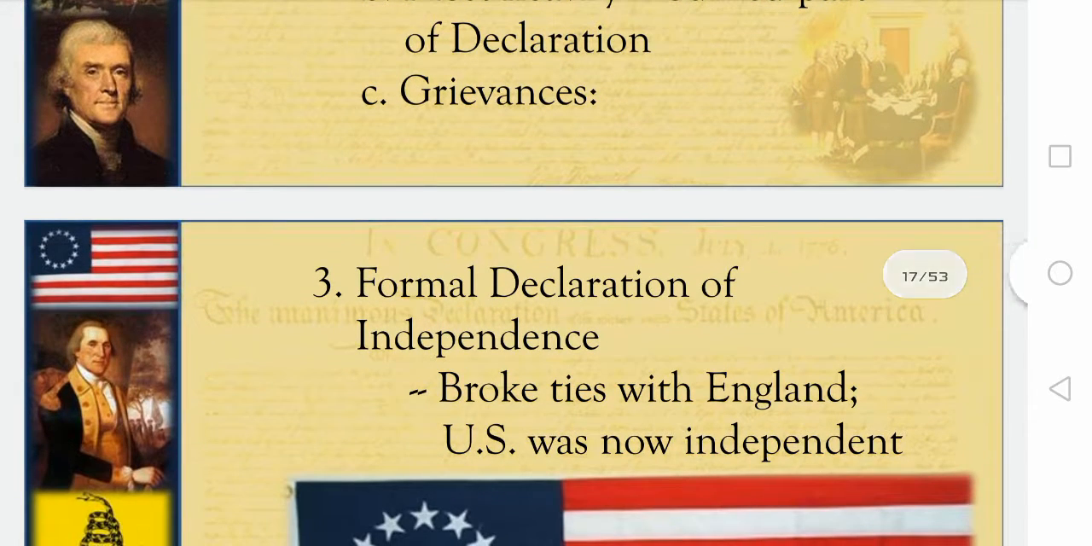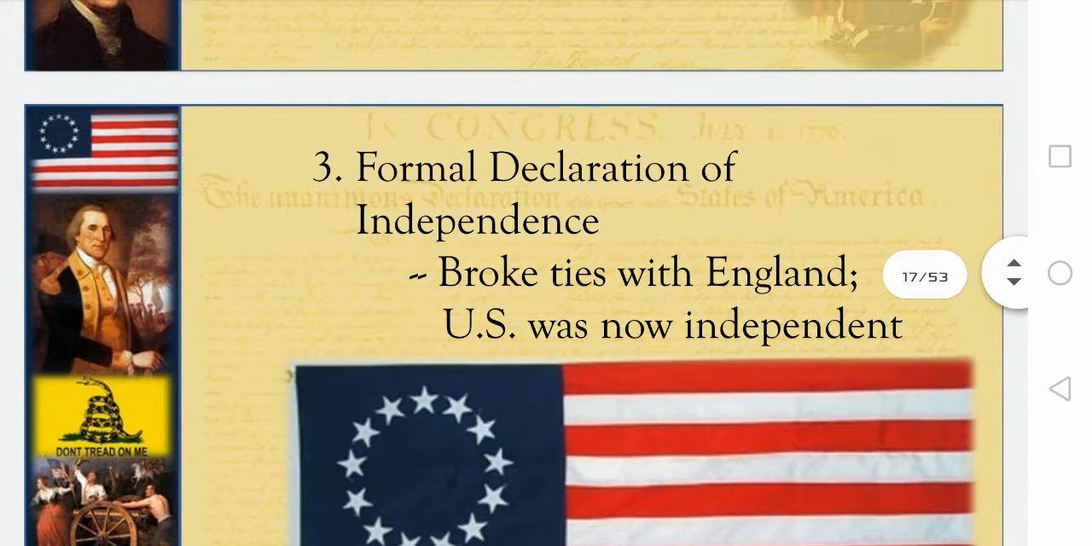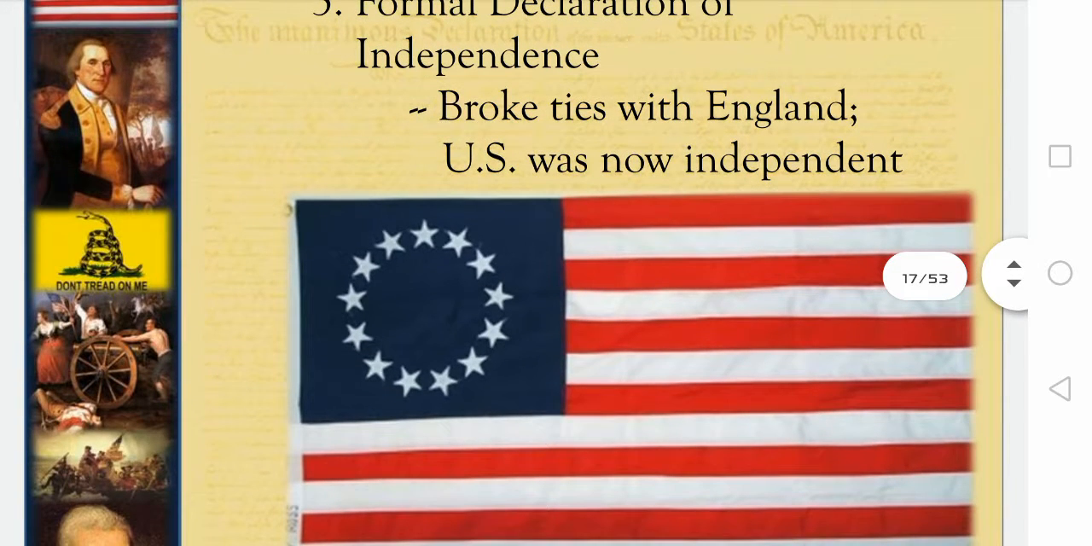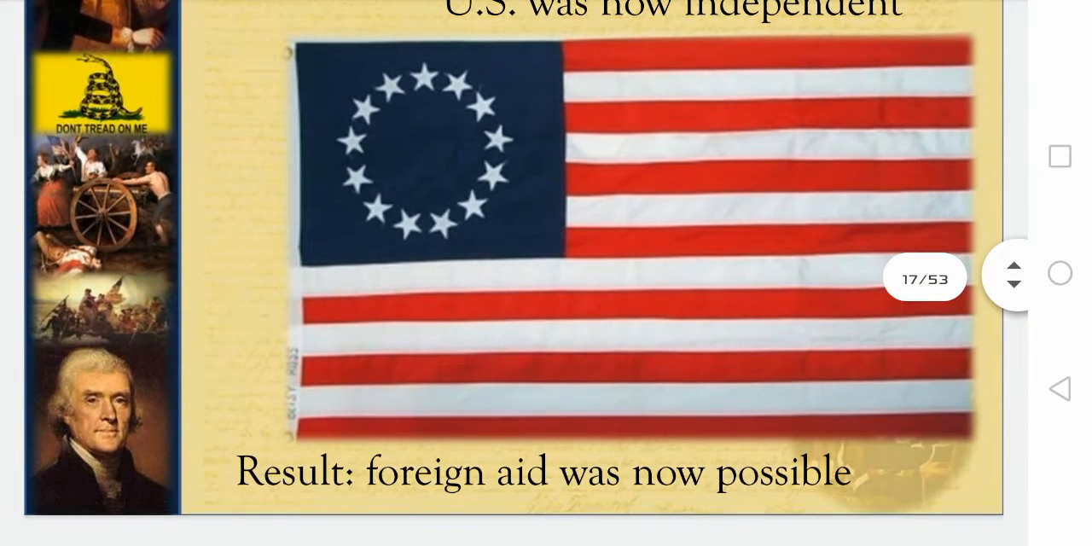And next comes the grievances. Then the formal declaration of independence broke ties with England. The US was now independent, and that resulted in foreign aid now being possible.